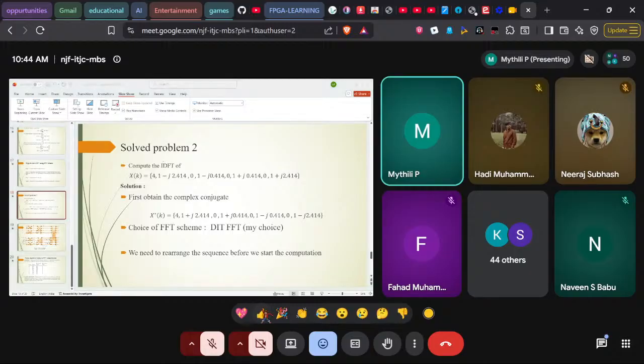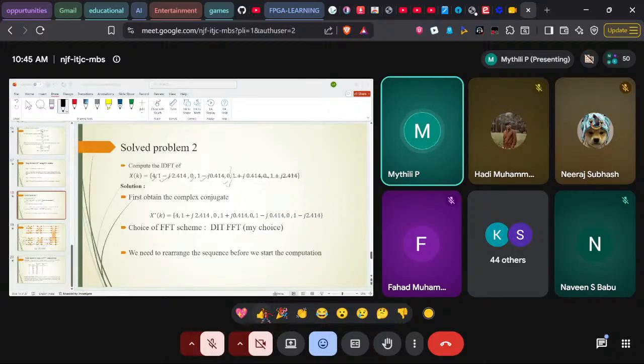Can you see the problem for the inverse discrete Fourier transform? Suppose you are given only 5 points. Let us assume 1, 2, 3, 4, 5. The other points are not given. You are given only this much. Compute the IDFT, if that is asked, what will you do?